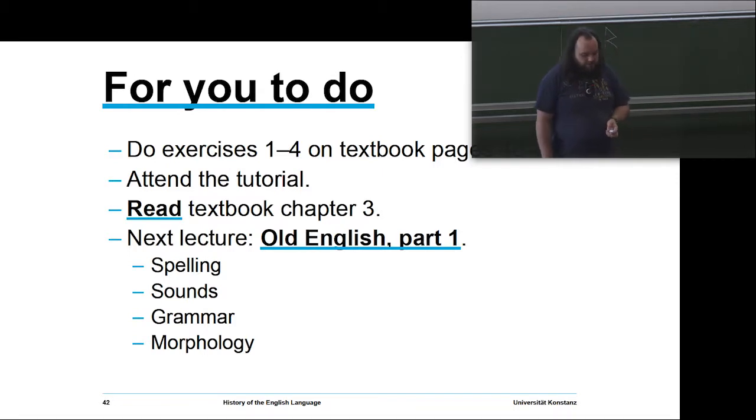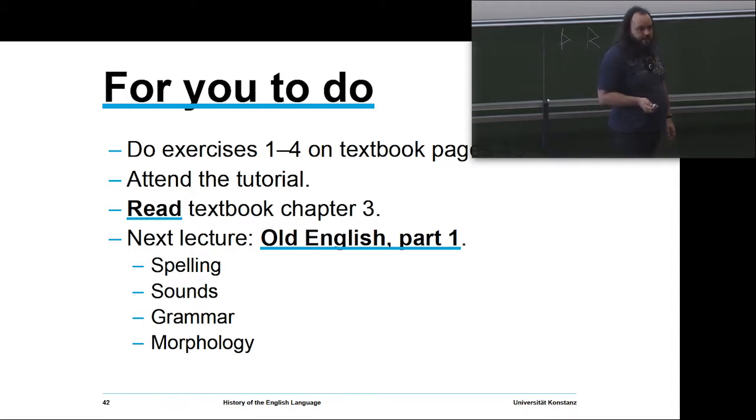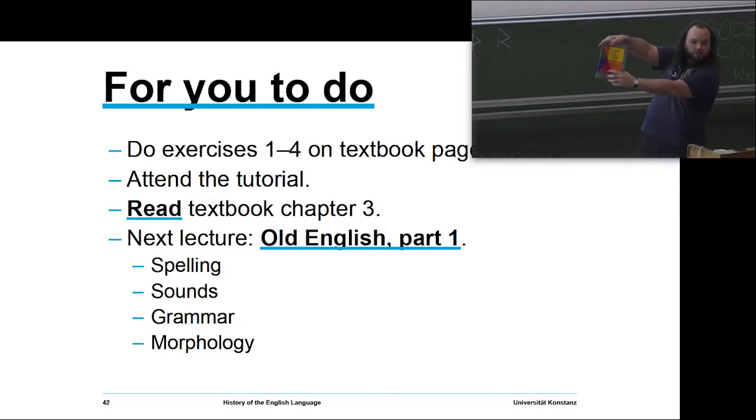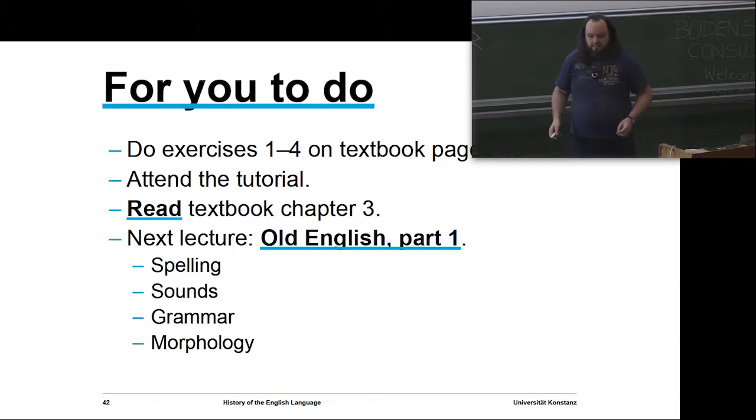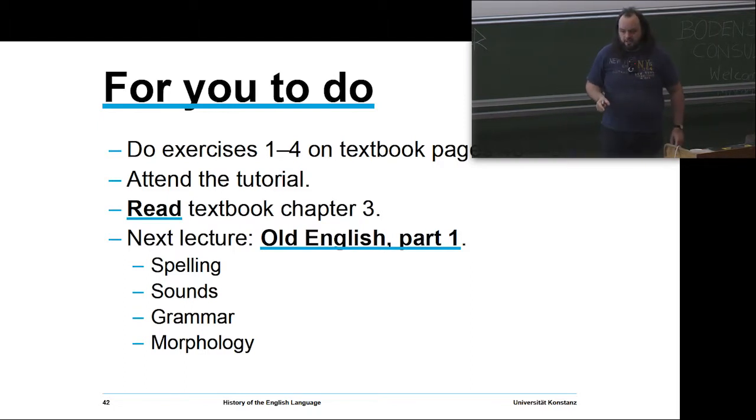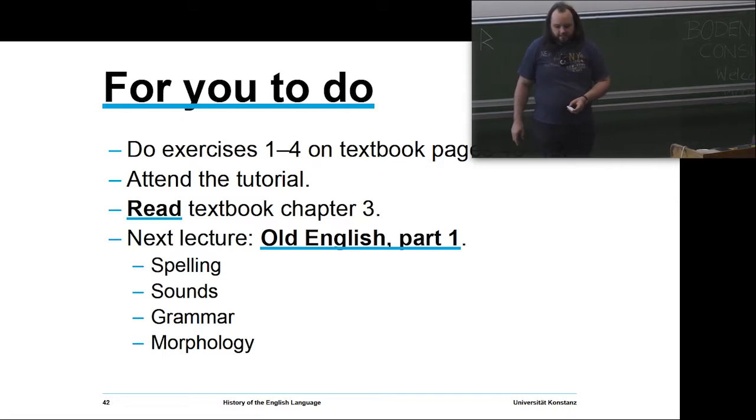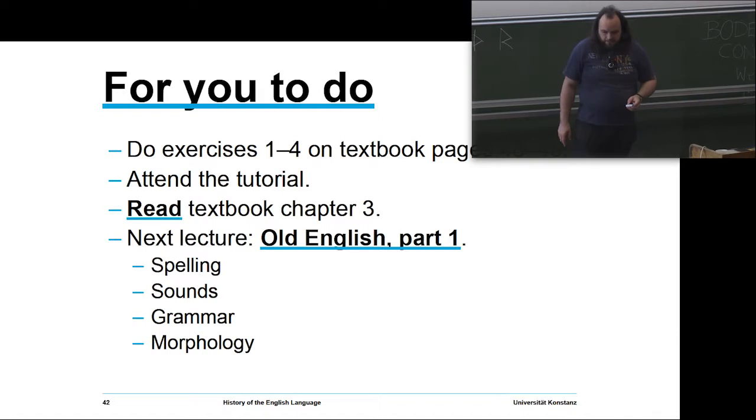Your task now, should you choose to accept it, is to do exercises 1 to 4 in the textbook. You can tell if you've got the new edition because it says revised edition down here in the corner. If you've got the older edition, these are questions 1 and 3 to 5. But if you've got the new edition, these are exercises 1 to 4. And that's the one that you can find on Ilias. Attend the tutorial. First tutorials are this evening. Read Chapter 3 of the textbook, and next time we're going to get on to Old English itself. And that's it.